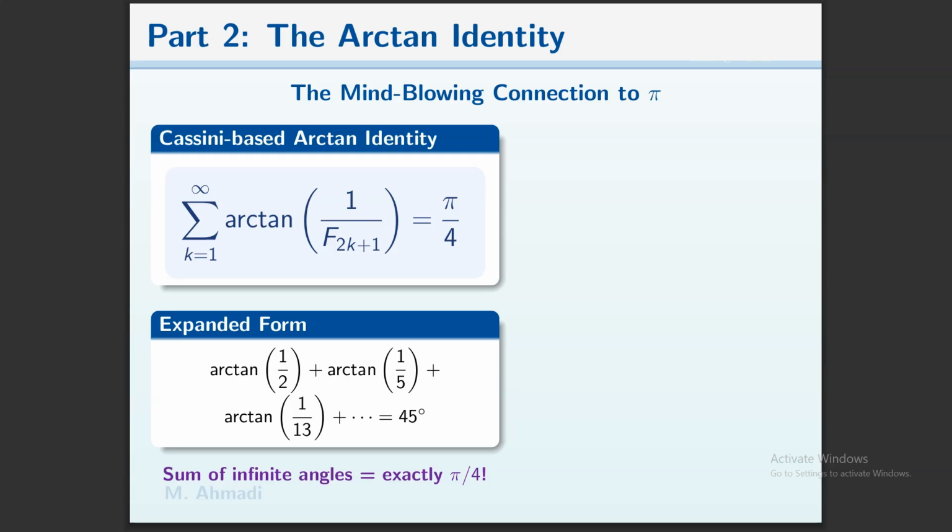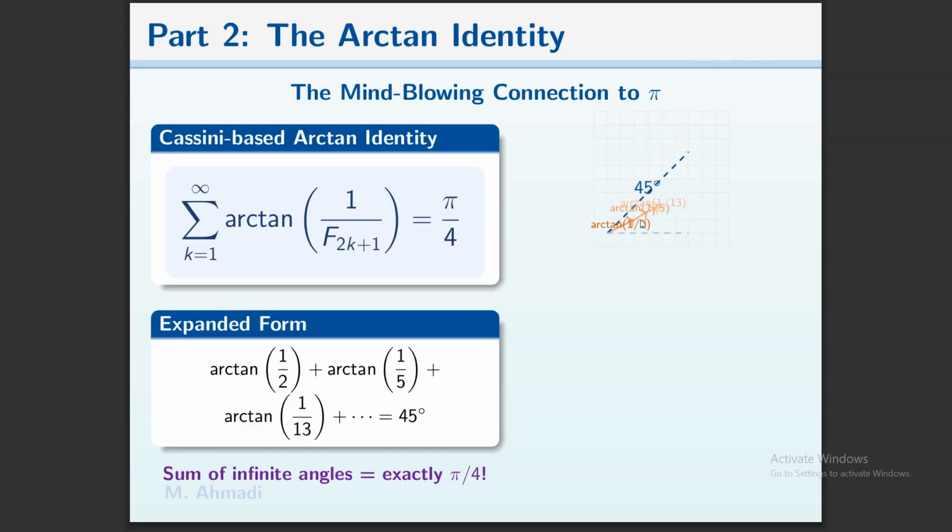We also have another identity, the arctangent identity. The sum of arctangent of 1 over F_(2k+1), k from 1 to infinity, equals pi over 4. We can write the expanded form of the identity: arctangent 1 over 2 plus arctangent 1 over 5 plus arctangent 1 over 13 and so on equals 45 degrees. The sum of infinitely many angles is exactly pi over 4.